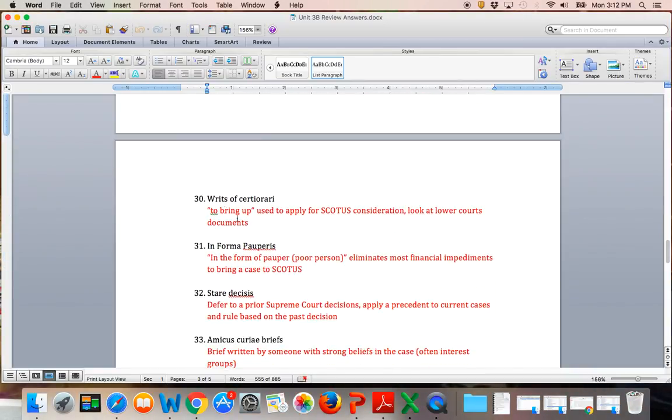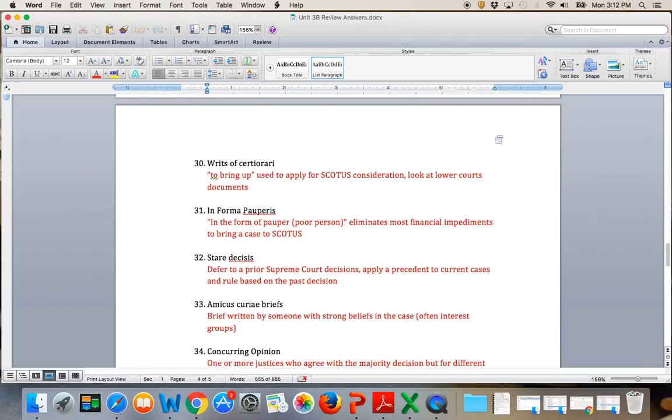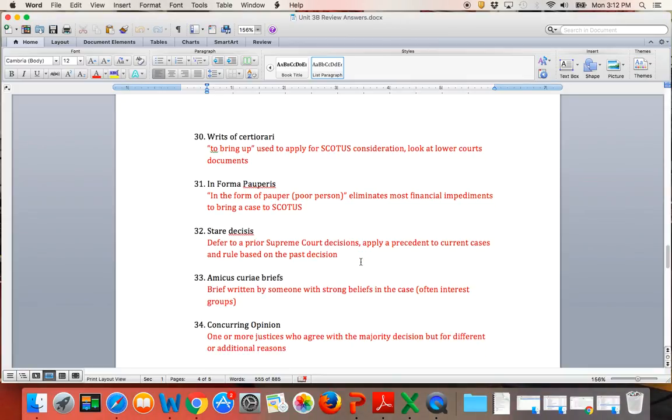A writ of cert, again, is used to apply for Supreme Court consideration. They look at lower courts' documents, so if they want to look at the case, they ask the lower courts to bring those documents. In forma pauperis, the poor person, eliminates any financial impediments. If someone is trying to appeal their case but can't afford it, they will eliminate those financial impediments.